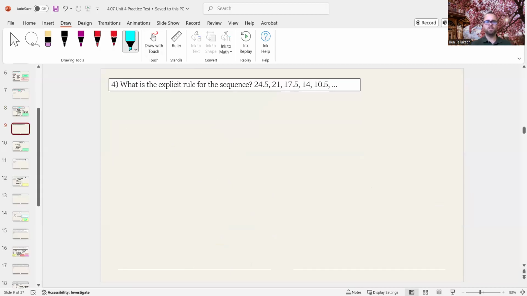Number 4, what is the explicit rule for the sequence? Again, they do not tell us whether it's arithmetic or geometric, right? So that's the first order of business. Look at the values you have and think about and work out what you know to determine that.